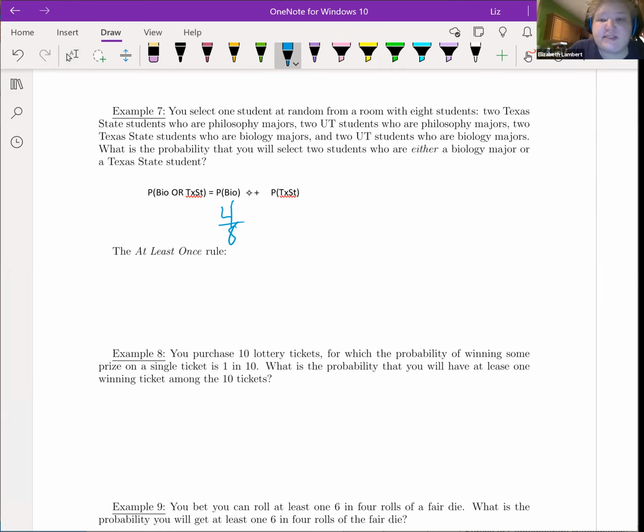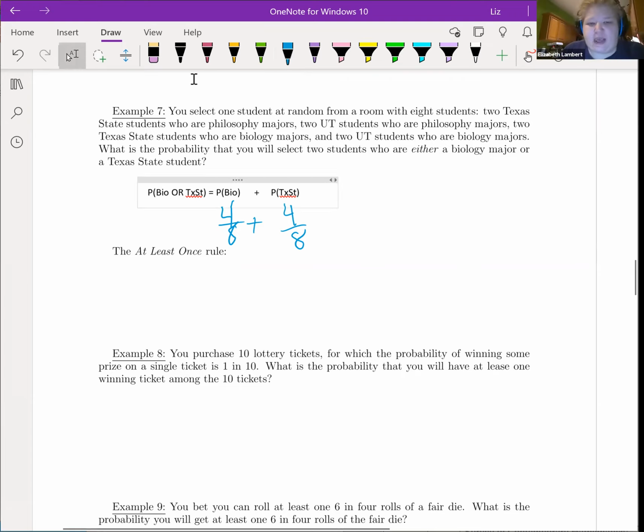So Texas State students, there were also 2 philosophy and 2 bio, so there are 4 as well. And if we stopped here, 4/8 plus 4/8 is 8/8, 1. So this is a certain event. No, it's not. There's 2 UT philosophy majors that don't fit our label. So this is just me reinforcing there is a double count. Because if we don't account for that double count, then we get a result that we know is ridiculous.